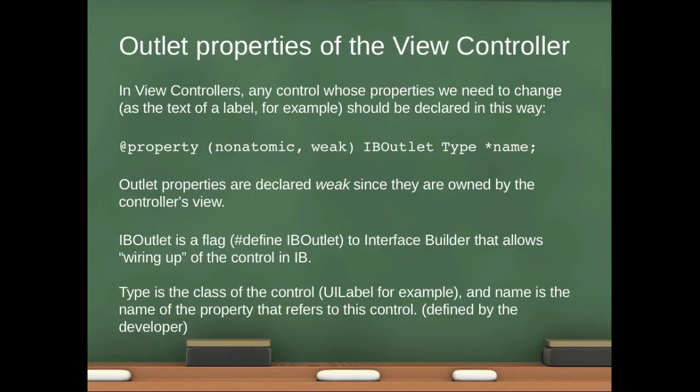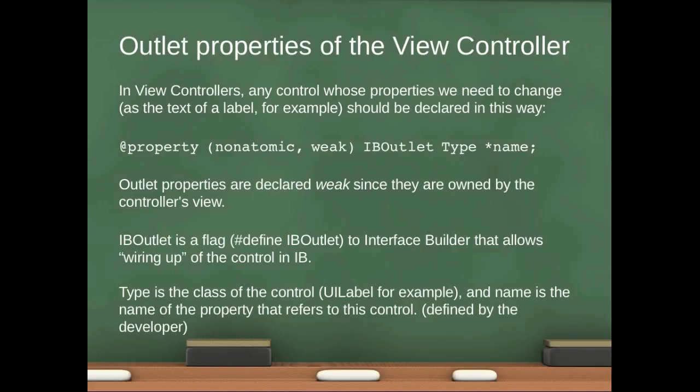So don't put any semantics in the setter to control atomicity. In other words, make it thread safe. Non-atomic means don't worry about all that thread safe code in the setter. Weak, we're going to talk about in the next slide, but weak just basically means that they're going to be owned by something else. They're not owned by the controller. They're going to be owned by the view that the controller is controlling.